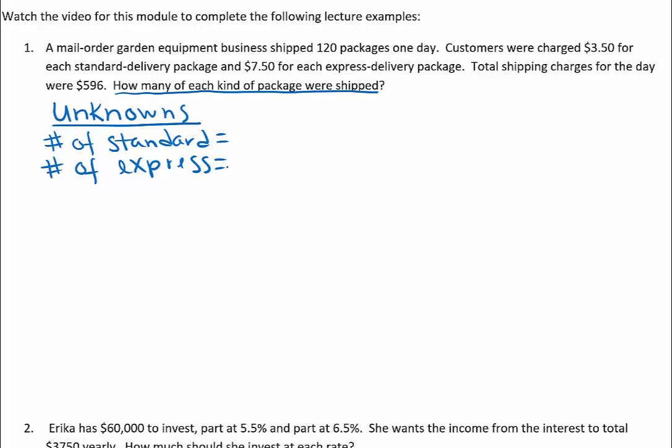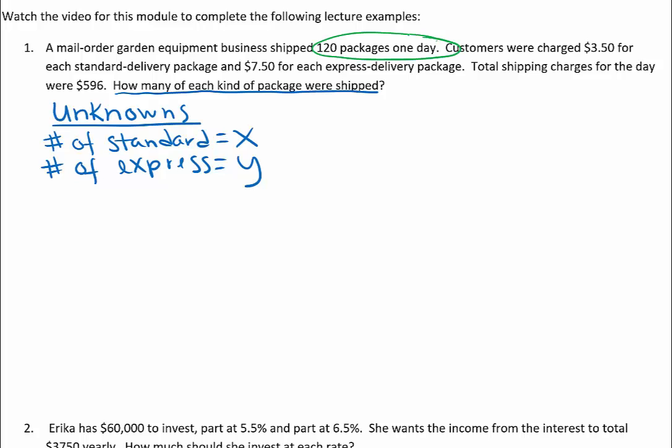So I start by thinking about, well, what are the unknowns? What are they asking me to find? And there's 2 things they want me to find: the number of standard delivery and the number of express delivery packages. I'll assign variables. Let's make standard x, express delivery y.